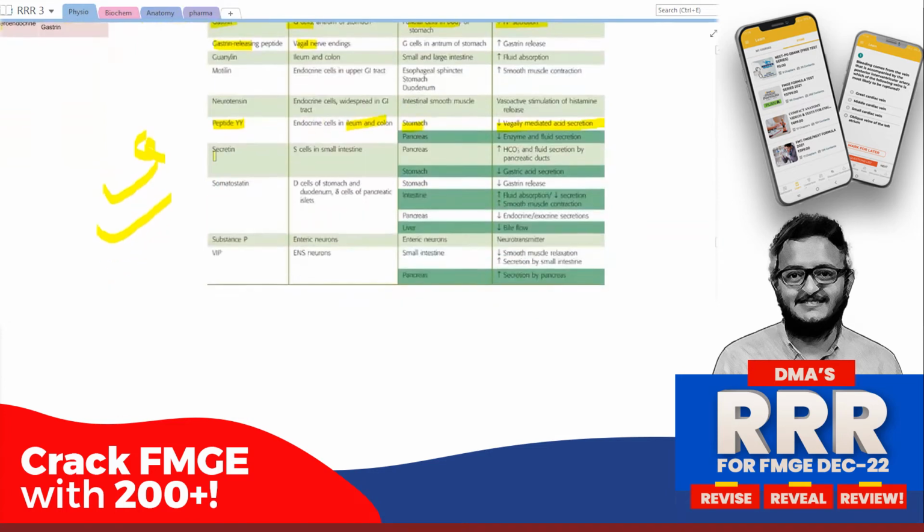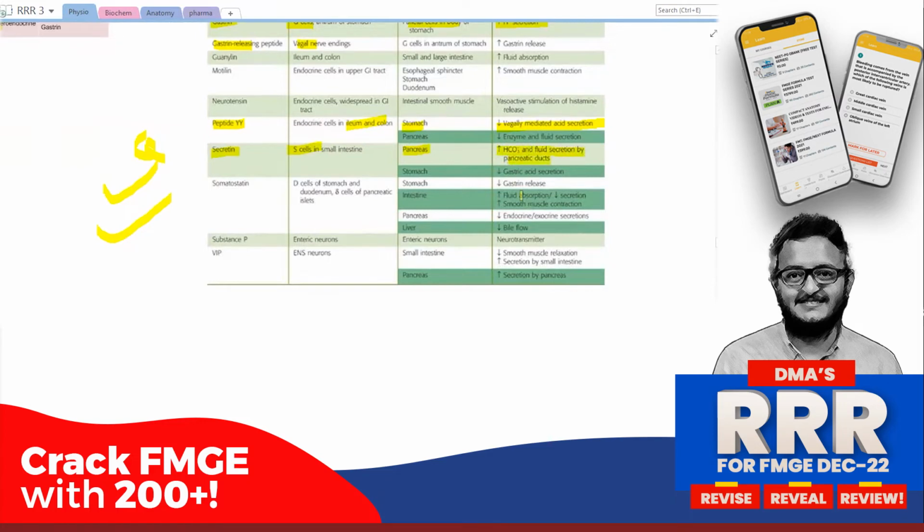All right. Then move forward. Secretin by S cells. They are acting on the pancreas and doing what? Increasing bicarb and fluid secretion by the pancreatic duct.